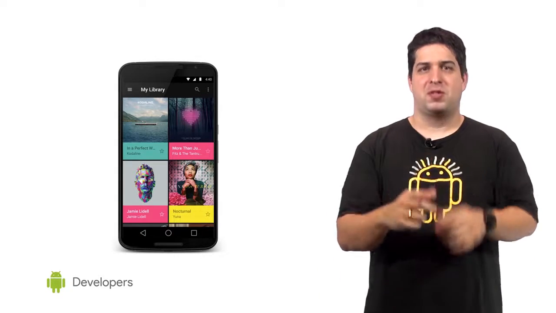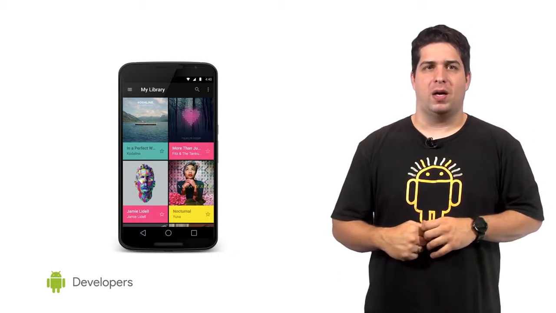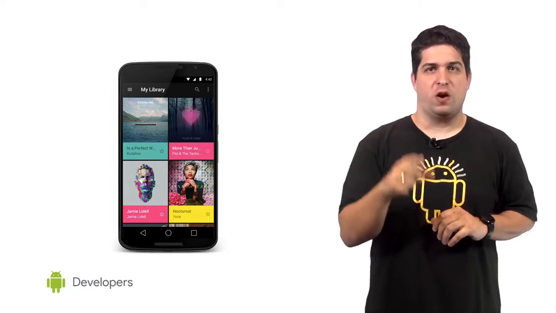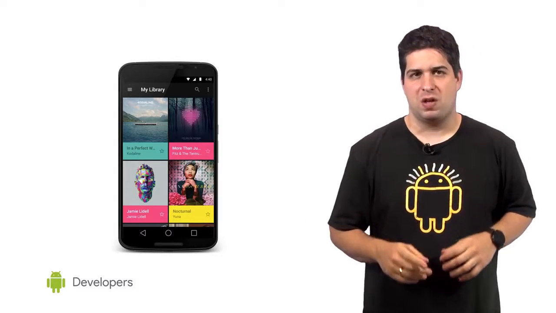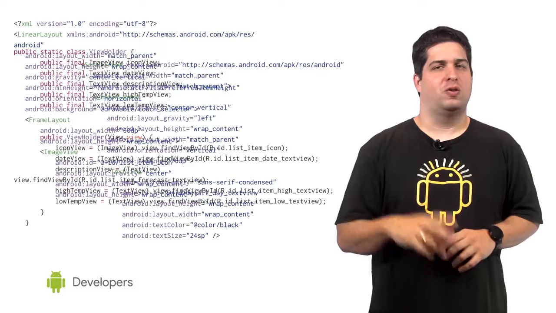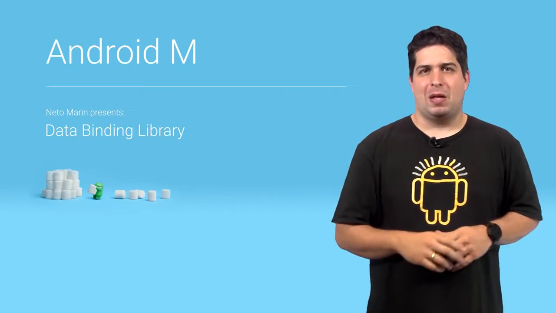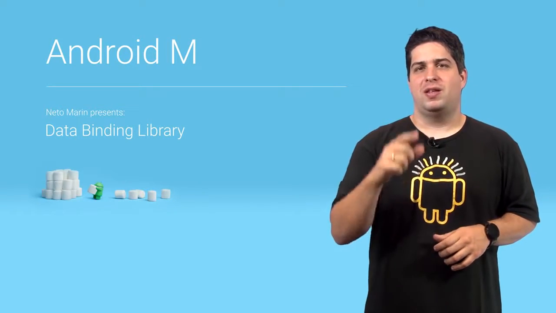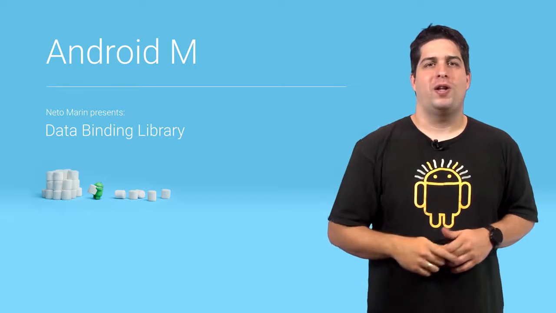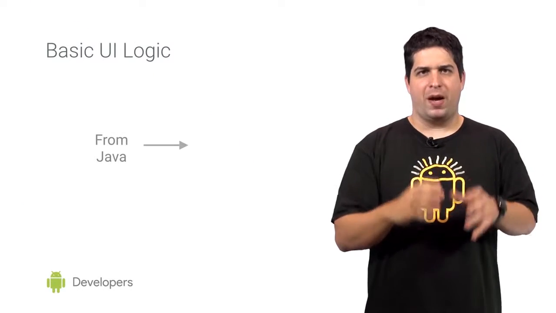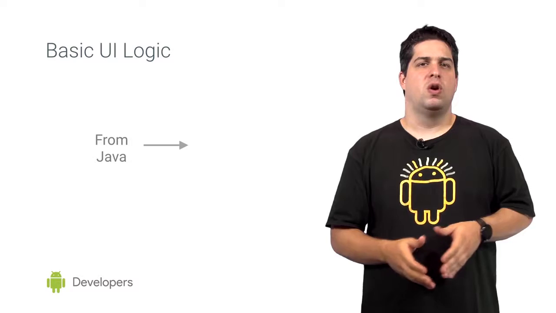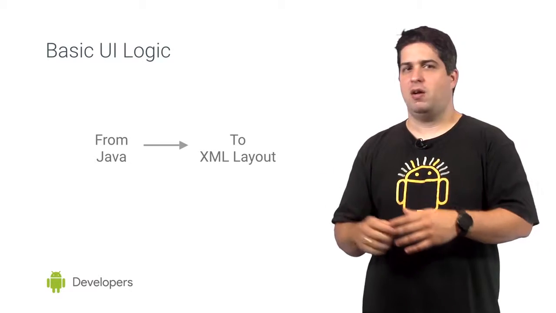To create awesome apps, you need to design great UIs. And to integrate this UI with your code and create a nice user experience, you need to write a lot of code, right? Hi, I'm Neto Marin, and I'm here to introduce the data binding library and help you write less code. With data binding, you can move basic UI logic code from Java to your XML layout code.